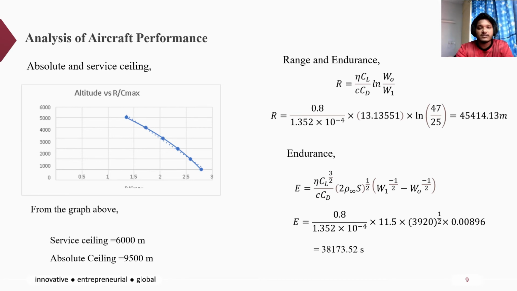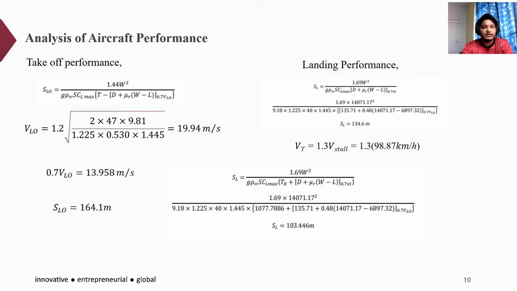And for range and endurance, our range is 45.41 kilometers and the endurance is 38173.52 seconds. And for aircraft takeoff performance, we need to get the value of SLO. For SLO, we need to calculate the VLO, and our SLO is equal to 164.1 meters. And for landing performance, we also need to take values for SL, and for SL we need to calculate the VT, and after putting all the values in the equation, we get the value for SL equal to 103.446 meters.